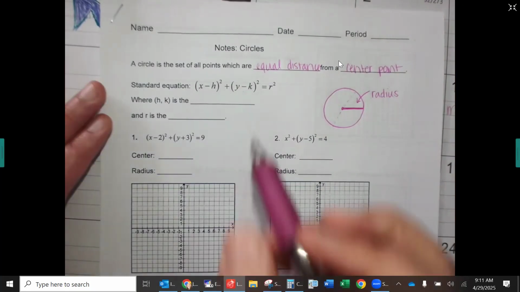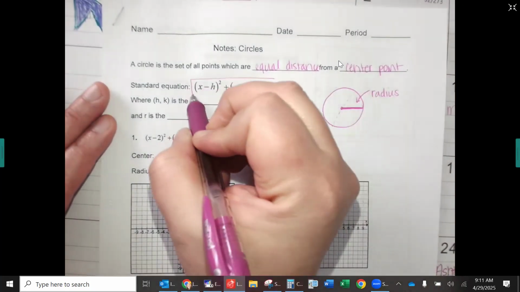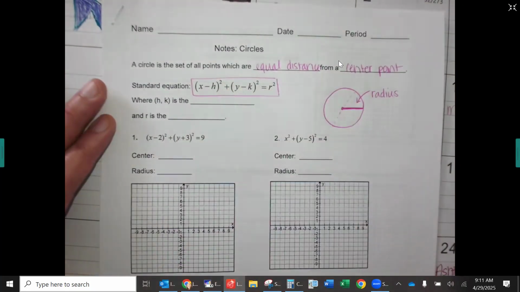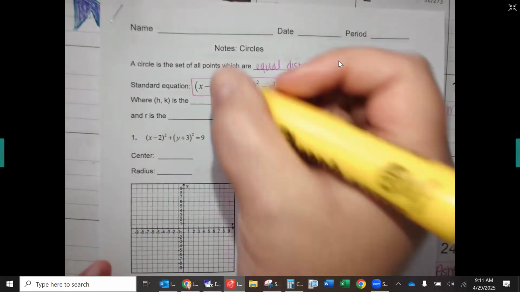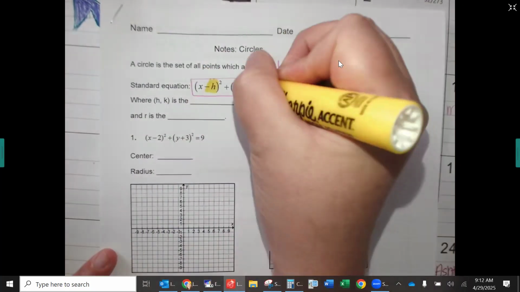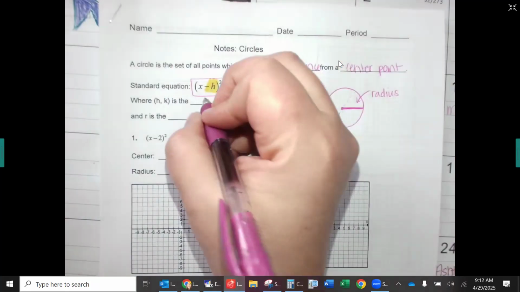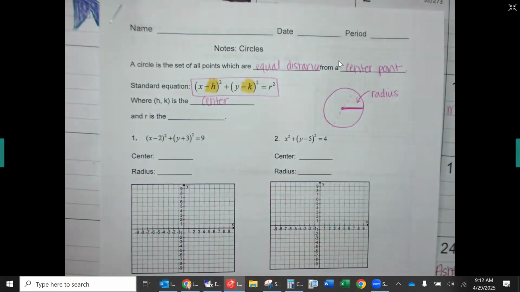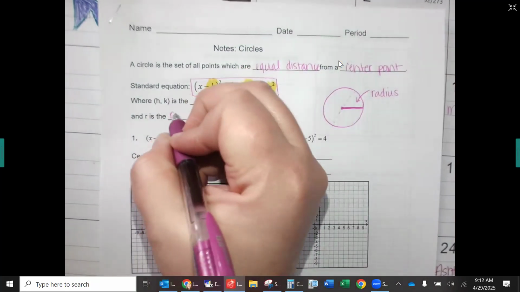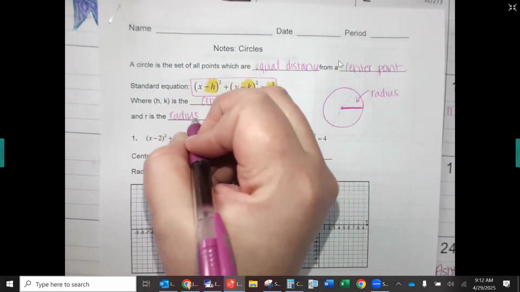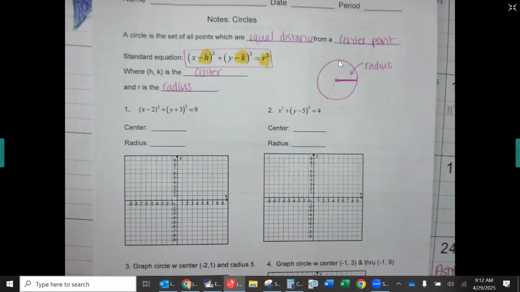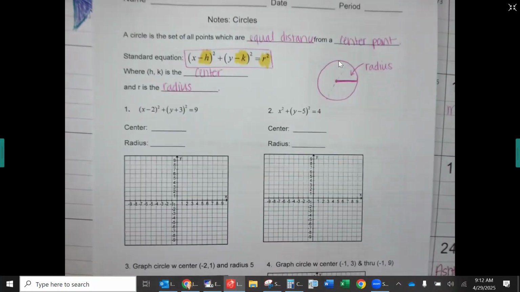Your equation formula is this. You're going to have a number with x. You're going to have a number with y. And those 2 points together are going to create the center. Then you're also going to have an r, which is going to tell you your radius. So this beginning part should be very easy.